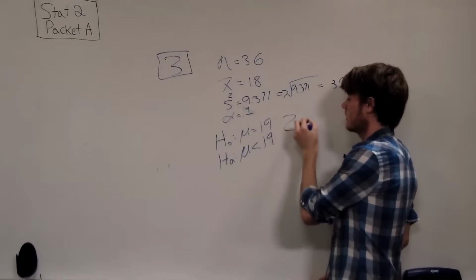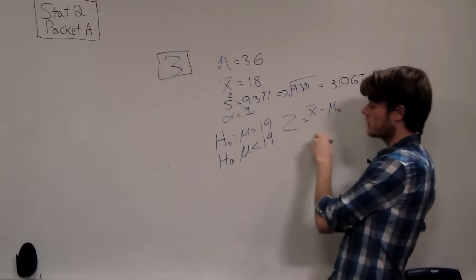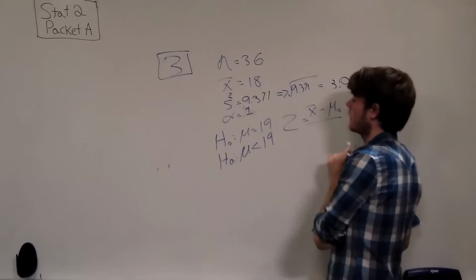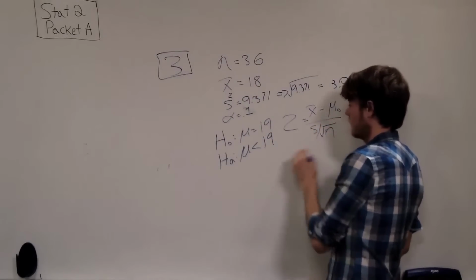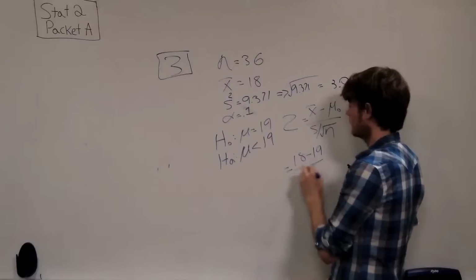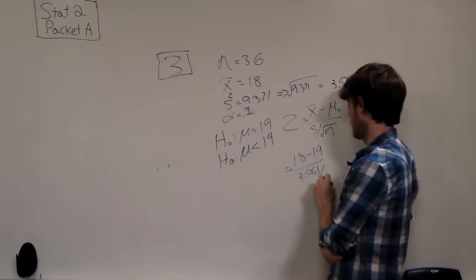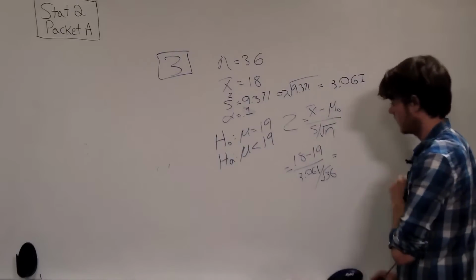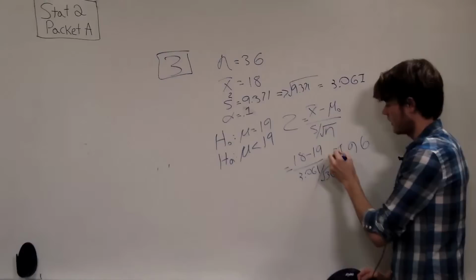So we do z equals x bar minus mu naught, which is what we think our null hypothesis mu value is, divided by s over the square root of n. This is 18 minus 19 over 3.061 over the square root of 36. And that turns out to be negative 1.96.